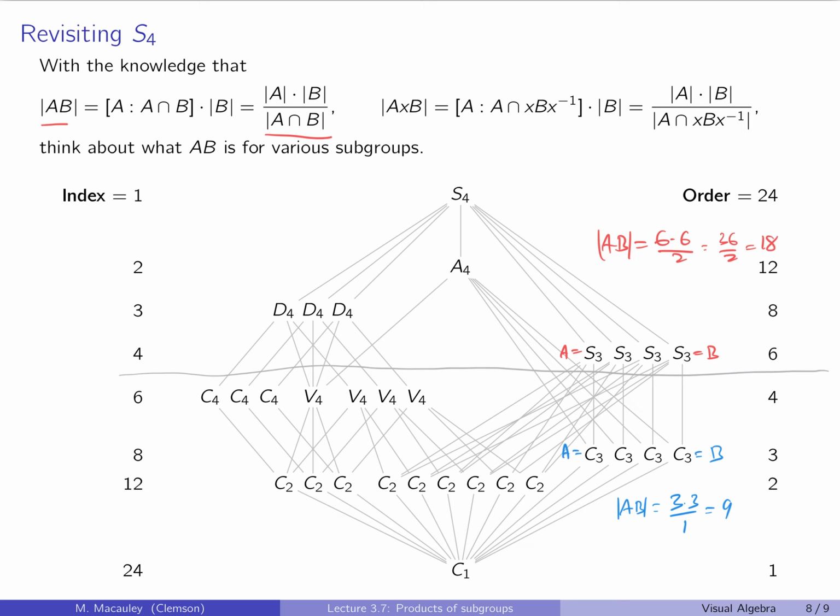Let's take A to be one of these C2s and B to be another C2, but not the adjacent one that sits in the same V4. If we do this, then the size of AB is the size of A times the size of B, let's just write this down as 2 times 2 divided by the intersection, which is 1, which is 4. So if it's a subgroup, it's got to be an order 4 subgroup that contains both, but there is none. So this cannot be a subgroup.